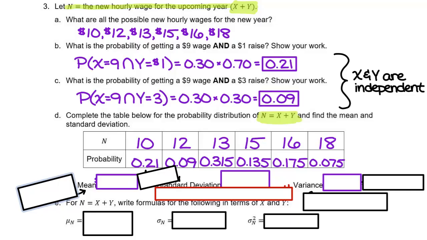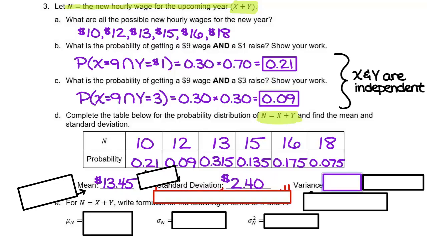What did you get for the mean of N? $13.45. What about the standard deviation? 2.40. Variance? 5.76, 5.77.